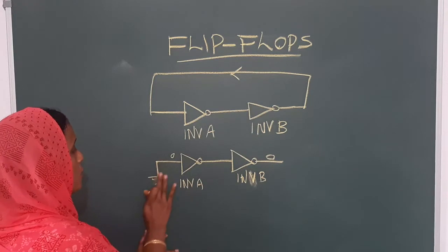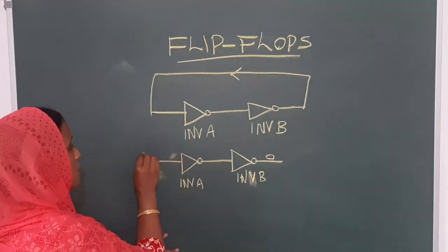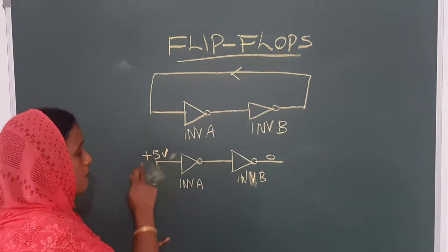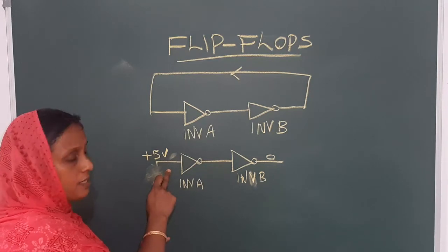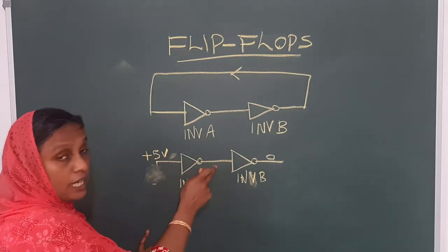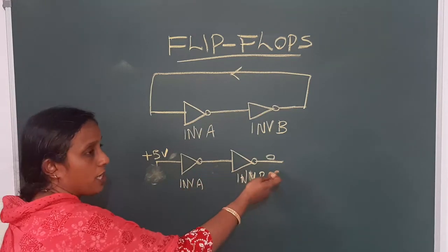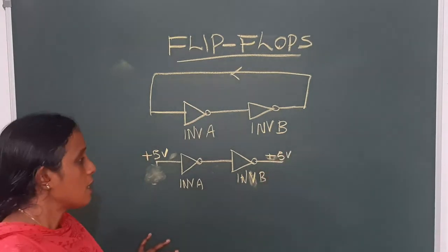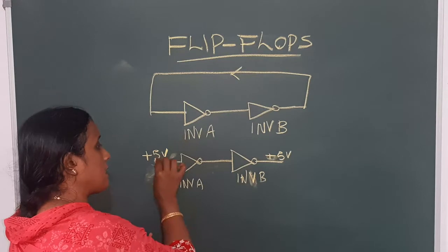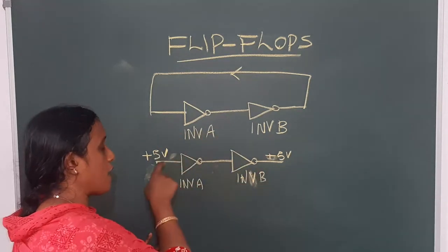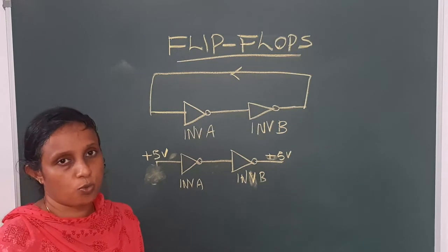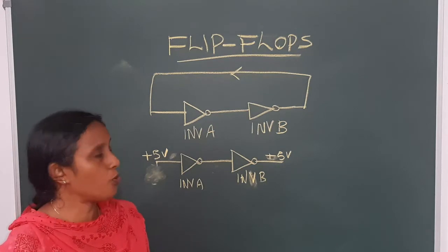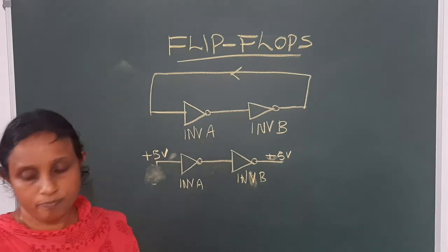Instead of this 0, you can give plus 5 volt here. Then what happens? If you give plus 5 volt, that means here it is 1, right? So the output of inverter A is 0. This drives this again to 1, or plus 5 volt, here also. Now if you connect this feedback again like this, it can hold the value 1, or plus 5 volt, throughout. This is a simple flip-flop circuit: two inverters in series.